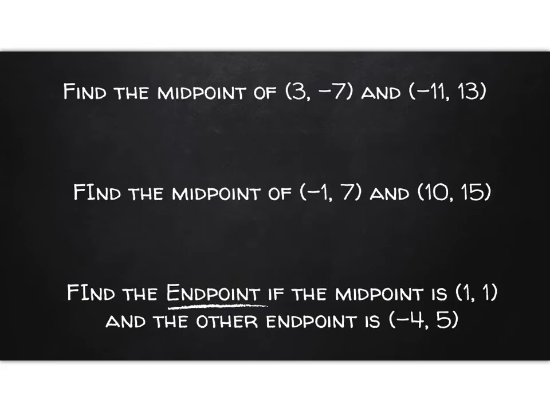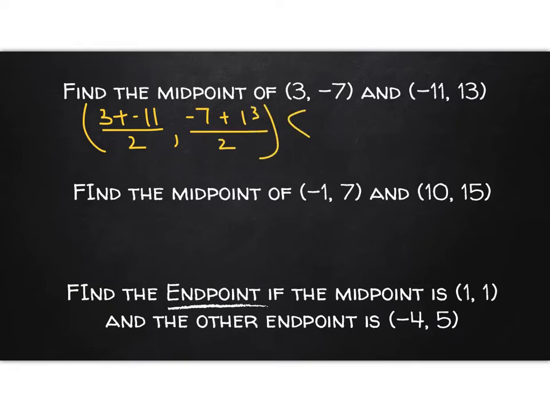Find the midpoint of (3, -7) and (-11, 13). Okay, so I'm starting with my x's: 3 plus -11 over 2. Then look at my y's: -7 plus 13 over 2. And now I just have to clean it up. So 3 plus -11 is going to be -8. When I divide -8 by 2, I get -4. -7 plus 13 is 6. When I divide by 2, I get 3.